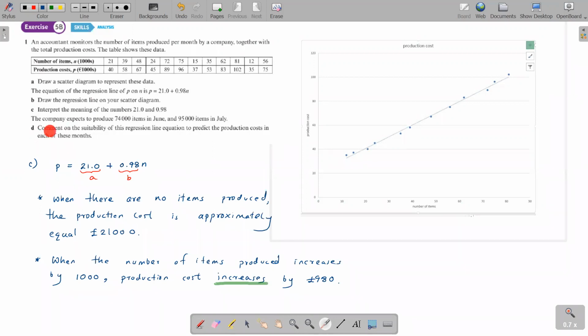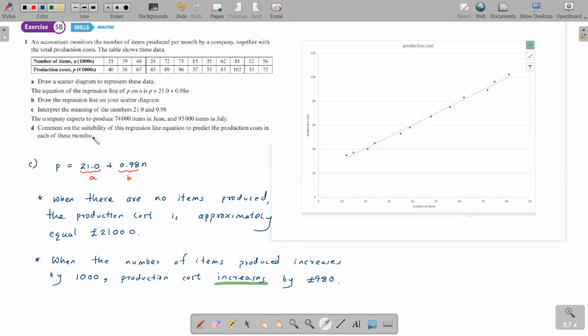Okay, so they say the company expects to produce 74,000 items in June and 95,000 items in July. When they say 74,000 items, according to this table, guys, the table value is 74. Can you understand? And 95,000 items in July means the table value is 95. Understood? Because the table values are in thousands.